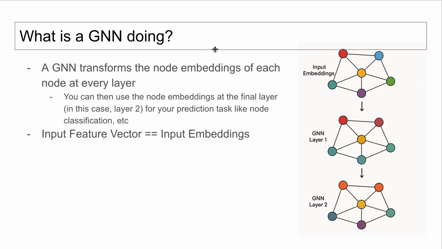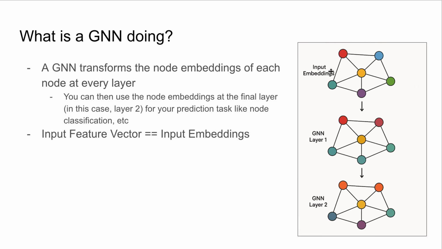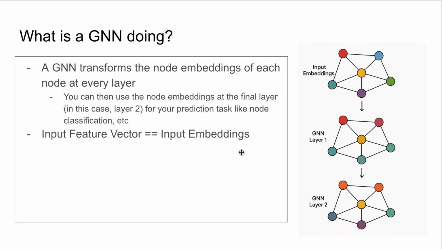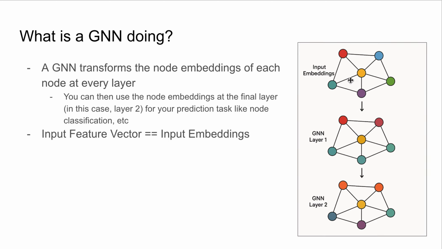First off, what is a GNN doing? Say this is your input graph, and each node has its own input embeddings. For the sake of simplicity, I'm going to call the input node feature vector the input embeddings. Here, embeddings are represented by color, so all that a layer of a GNN is doing is transforming or updating the node embedding for every node from one layer to the next. So in this case, this layer of a GNN is updating this node embedding from blue to red.